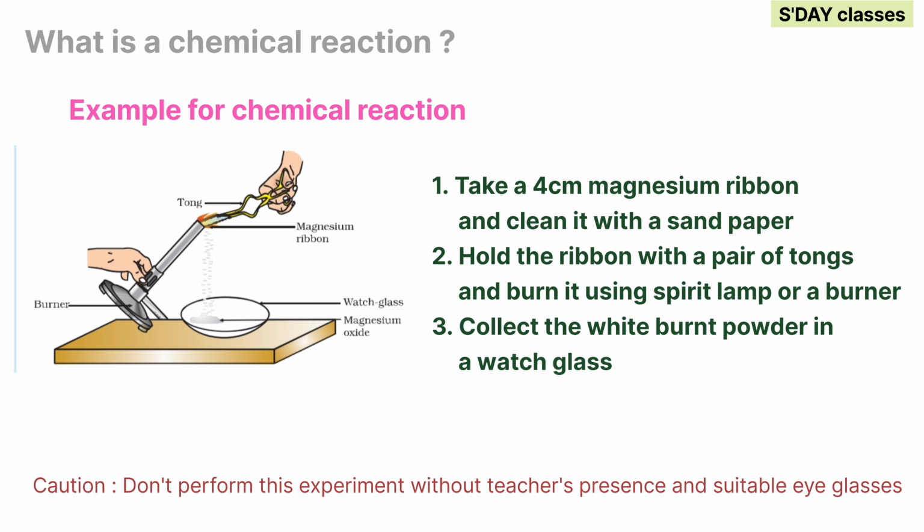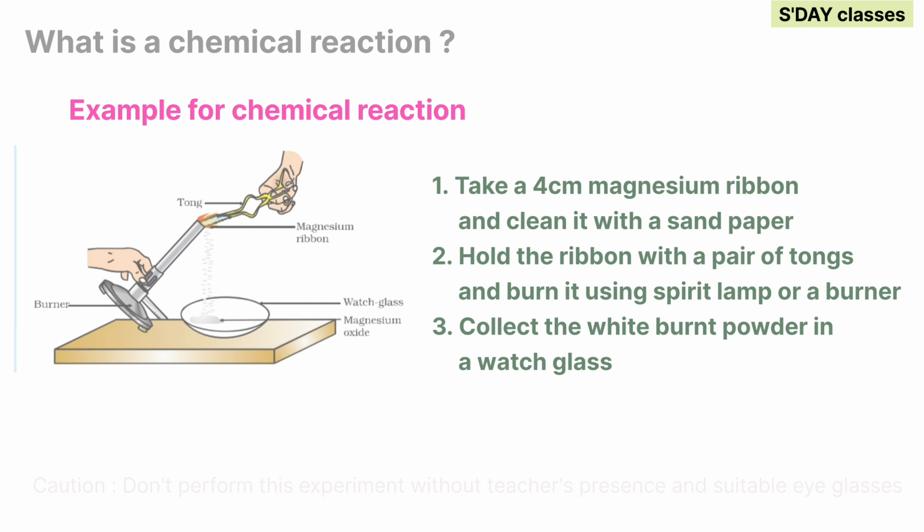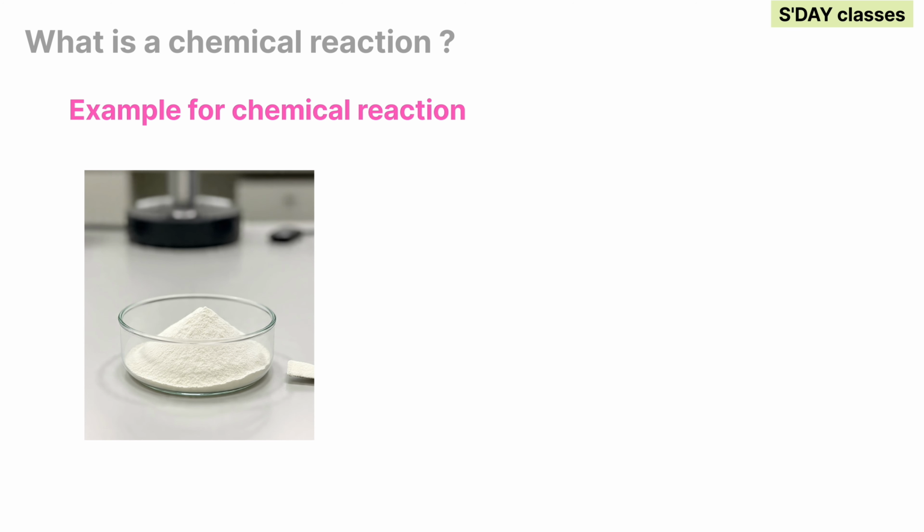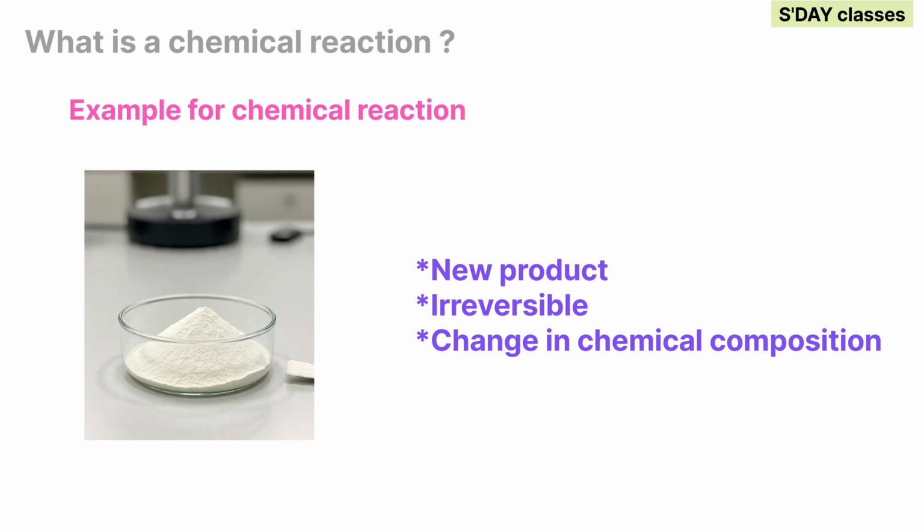After burning, you will get a white-colored powder called magnesium oxide. Collect it in a watch glass. The magnesium oxide powder looks like this. Now, let's check if this is a chemical change or not. Did we get any product?